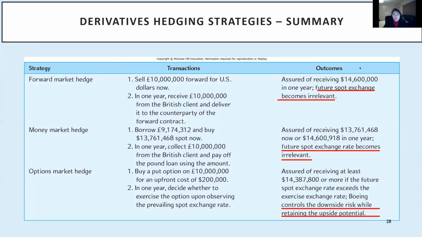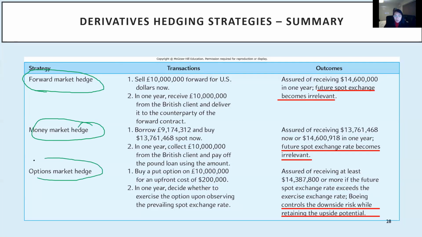All right, so to summarize the three different financial hedging strategies that we talked about in today's class. We talked about forward market hedge, which was just a revision for you guys. We talked about money market hedge, and we talked about options market hedge. In this example, we look at Boeing that has a 10 million pounds account receivable in the future. On this slide, I list out all the actions that we need to do for each of the hedging strategies. And here we've got the outcomes.